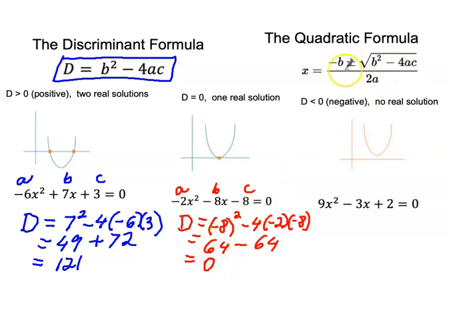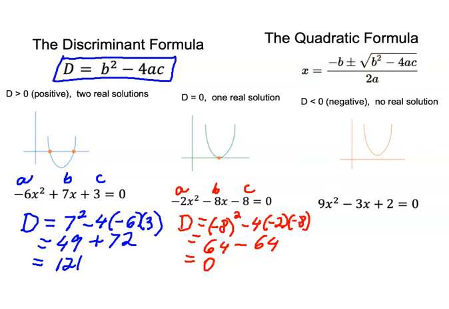So when we have 0 for the discriminant, let's say you're solving with the quadratic formula, and this part gives you 0, that means there is going to be one solution, and it's going to be just this value over here. You will not need plus and minus, okay?